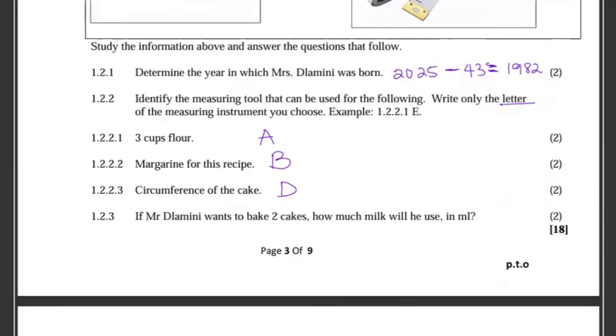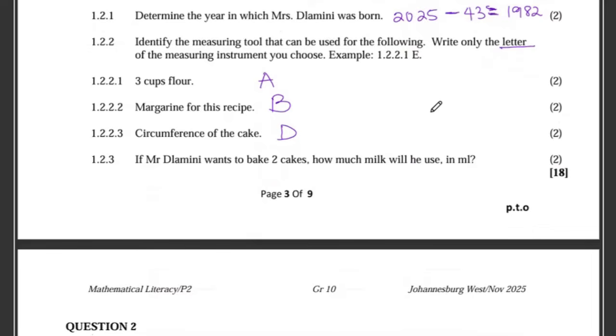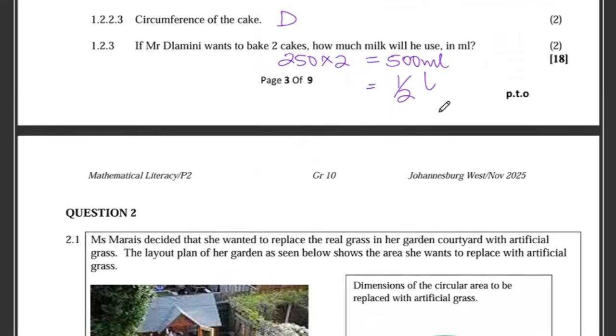If Mr. Lamini wants to bake 2 cakes, how much milk will he use in millilitres? Let's go and check on the recipe there. How much milk do we need? 1 cake takes 1 cup of milk, and 1 cup of milk is equivalent to 250. What about if there are 2 cakes? That means they need 2 cups. So 250 times 2, and the answer will become 500 mils, which is approximately half a liter. That marks the end of question number 1.